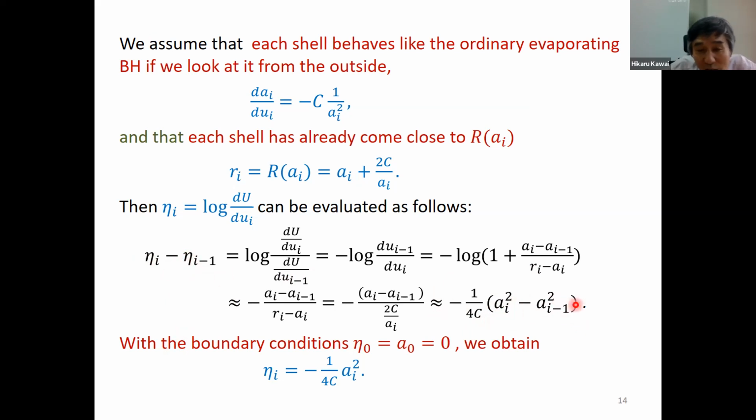So once we have some initial condition, we have assumed a_0 is 0. And also eta_0 is, so the u_0 is U. So eta_0 is 0. So from this initial condition, we can solve this recursion equation. And actually, eta_i is equal to 1 over minus 4i a_i squared. So in this way, we can calculate eta_i.